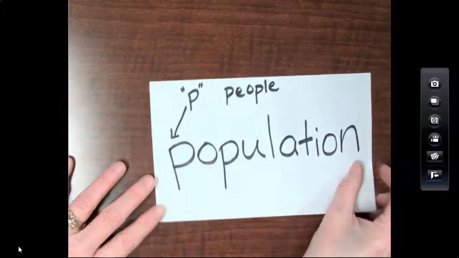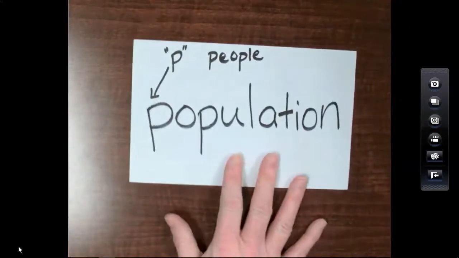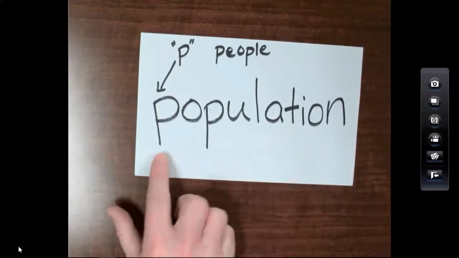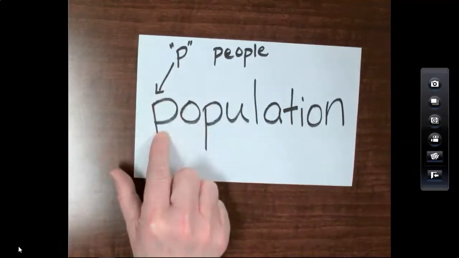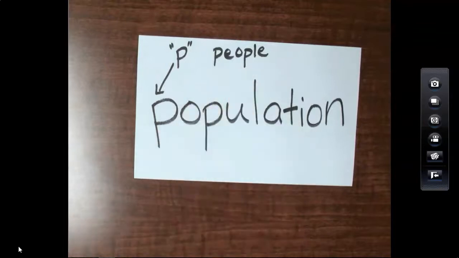Okay? Another word that you learned already is population. Everyone say population. Now population, boys and girls, starts with the letter P. And that helps me remember population starts with P, people starts with the letter P. Okay? Because population is the number of people living in an area. So for example, we might say the population of Lima is 70,000 people. So population is the number of people living in an area.